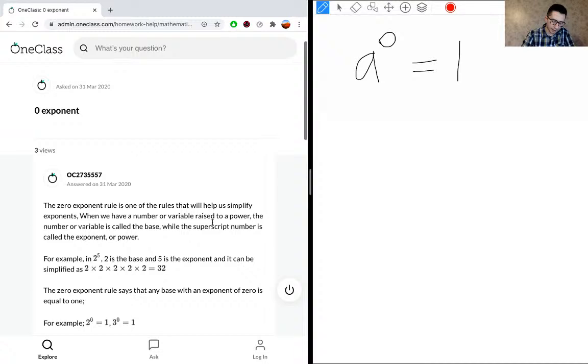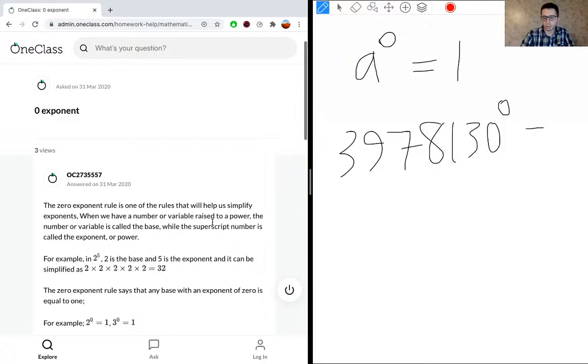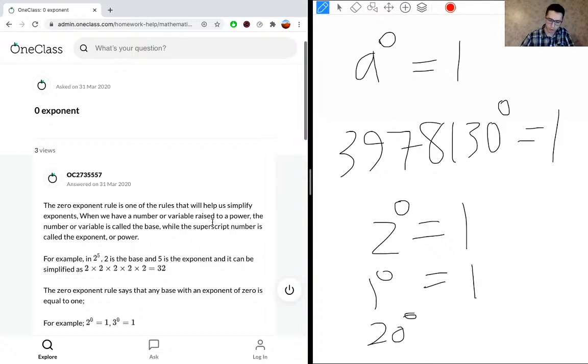So even if we had a huge number to the power of 0, this would still be equal to 1. Regardless of what the number is, we could have 2 to the power of 0 equals 1, 1 to the power of 0 equals 1, and so on. We can have 20 to the power of 0 will also equal 1.